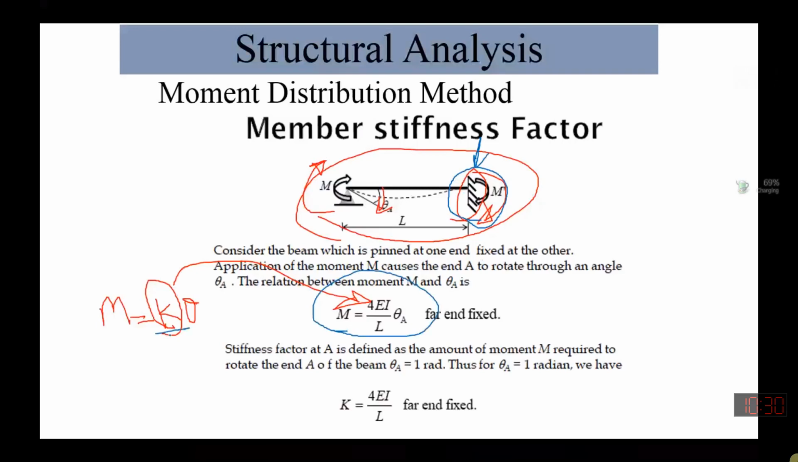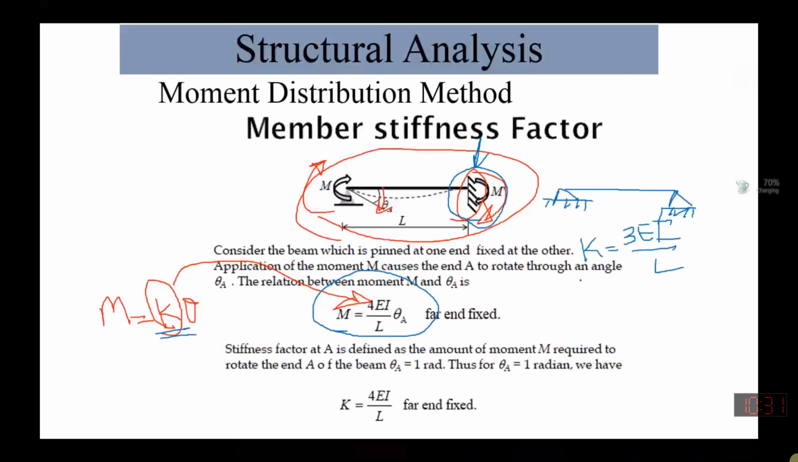So there is one more case. There are two possibilities with us. That is, if the beam has one more far end, either pin or roller. If our far end is pin or roller, then this K value will be equal to 3EI over L. So our stiffness factor will be 3EI over L once our far end is hinge or roller.